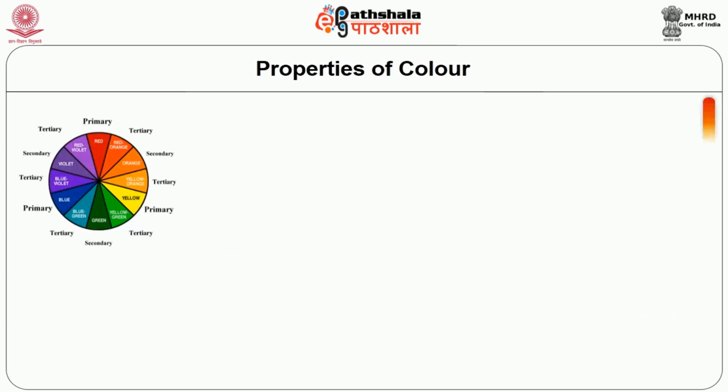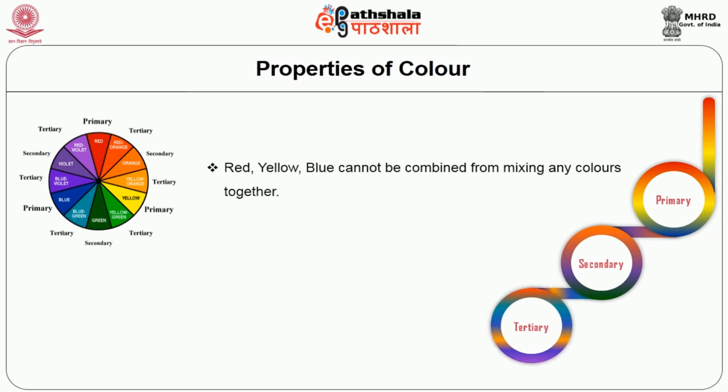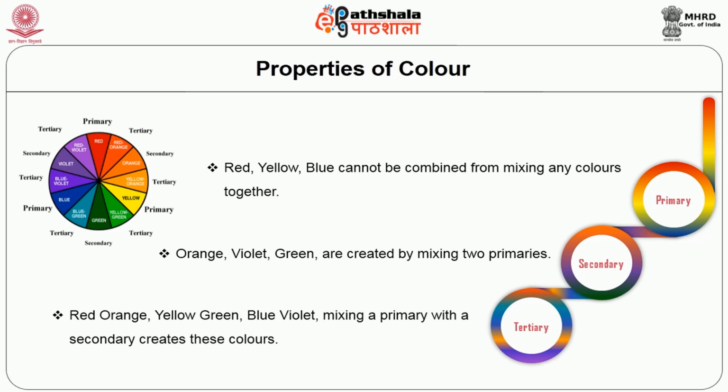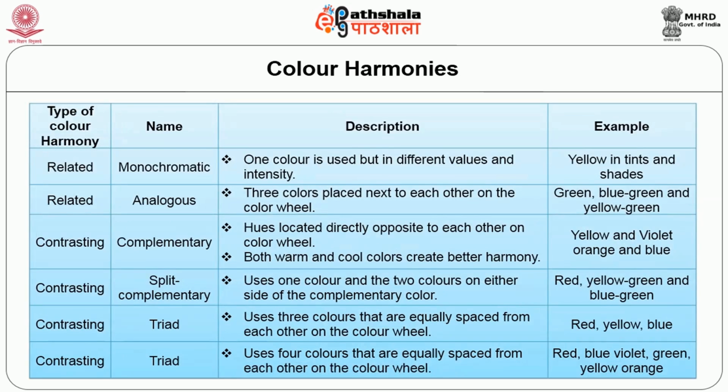Color wheel is made up of primary colors, secondary colors and intermediate colors. Primary colors such as red, blue and yellow cannot be created by mixing any other colors together. Secondary colors such as orange, violet, green are created by mixing two primaries. Intermediate colors such as red-orange and yellow-green, blue-violet are derived by mixing a primary with a secondary. When we talk about color harmonies, the color harmonies are created with combinations of color.